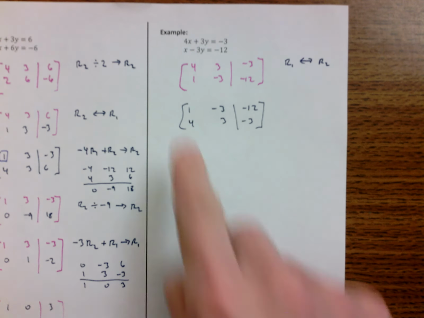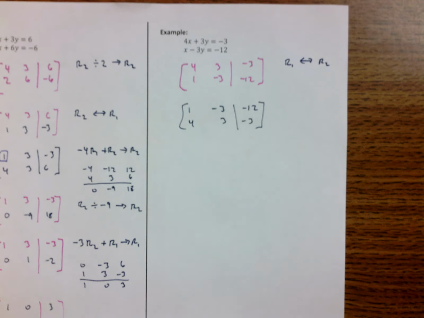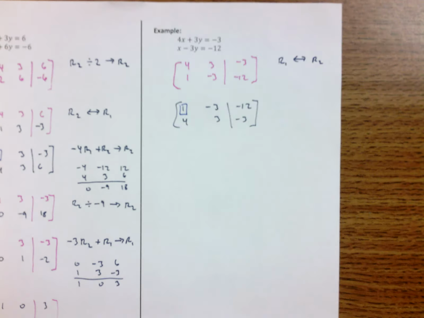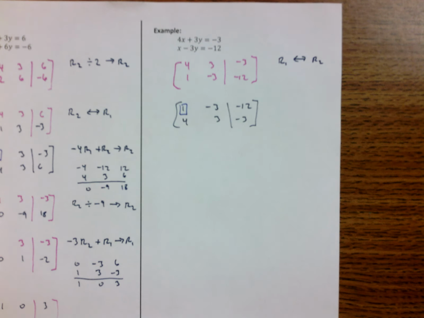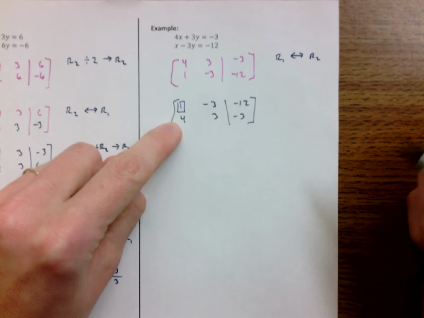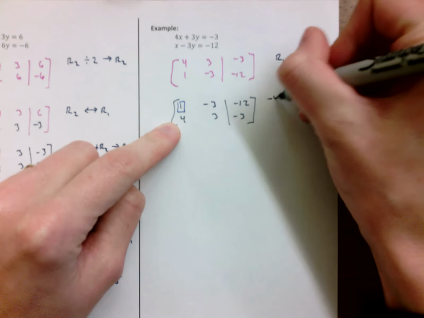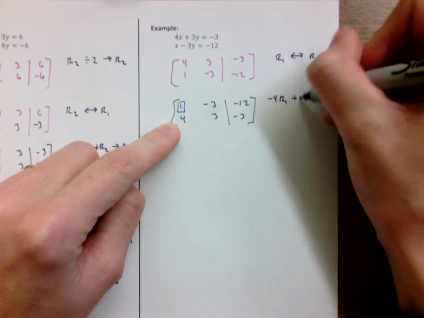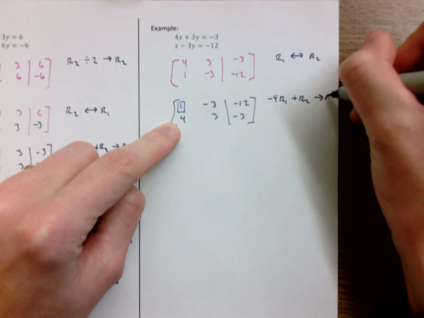Okay, so now we've got the 1 locked in place. Right, that's what I wanted. I have a 1 here. So now I want to get rid of that 4. So what I'm going to do is take the row with a 1 in it, multiply it by -4, and then add the two rows together. So I'm doing -4 times row 1 plus row 2, and I'm putting it into row 2.